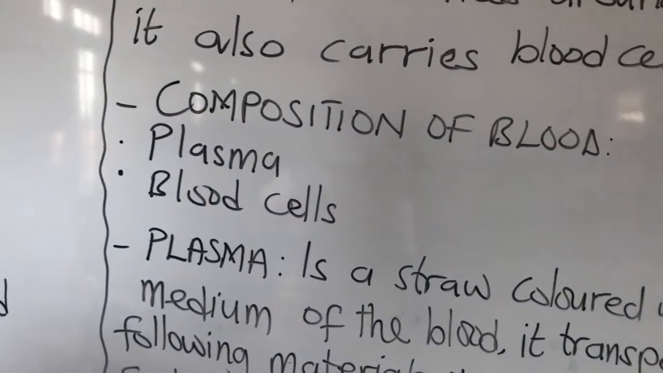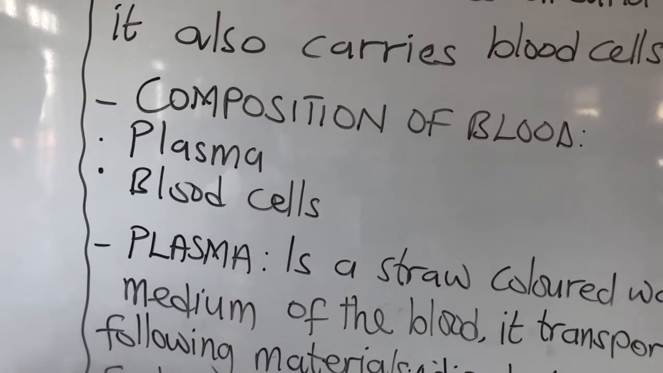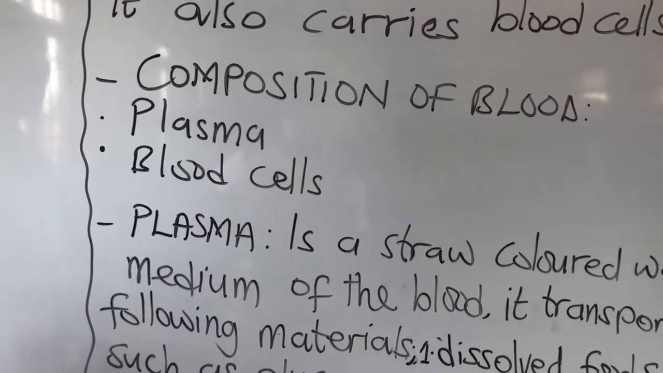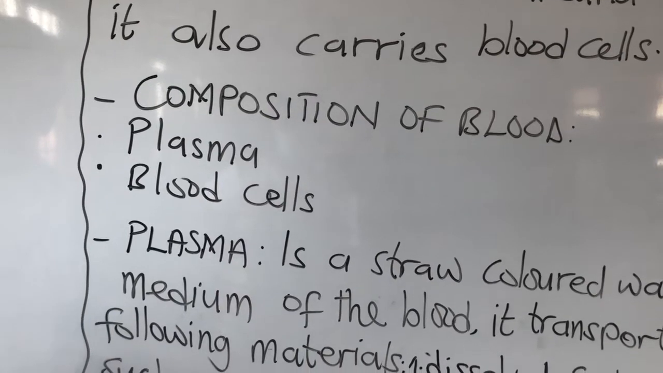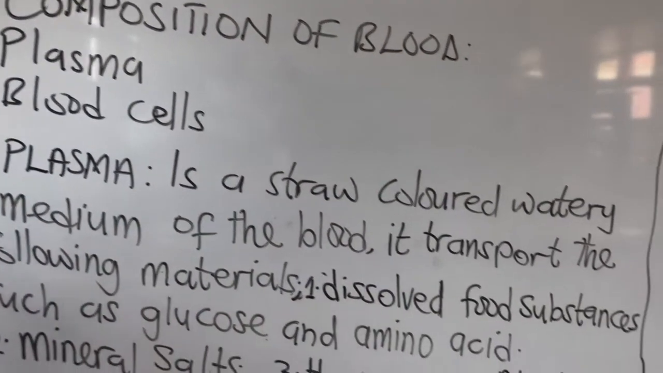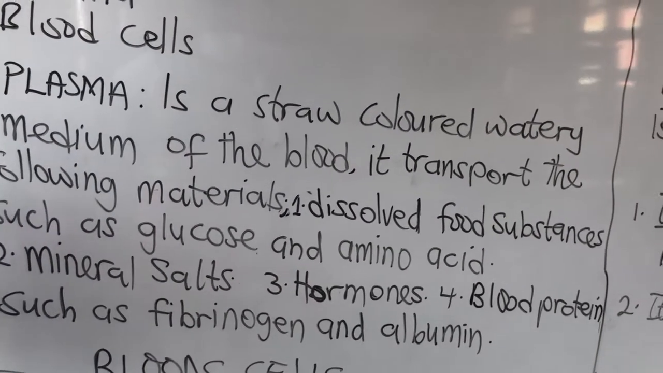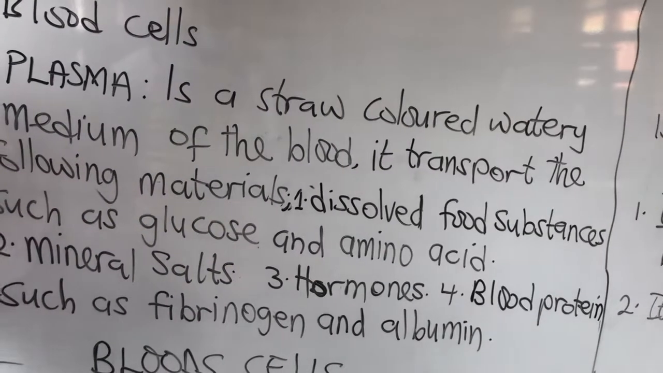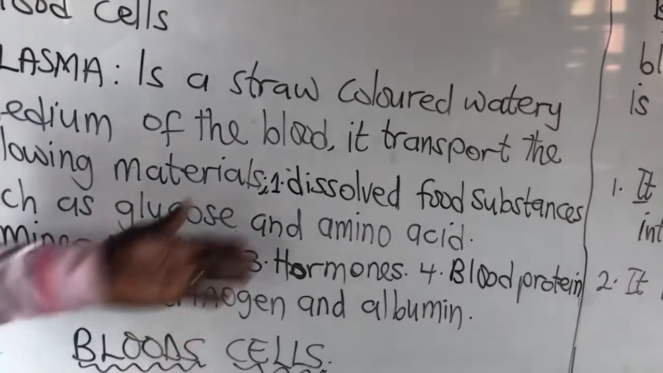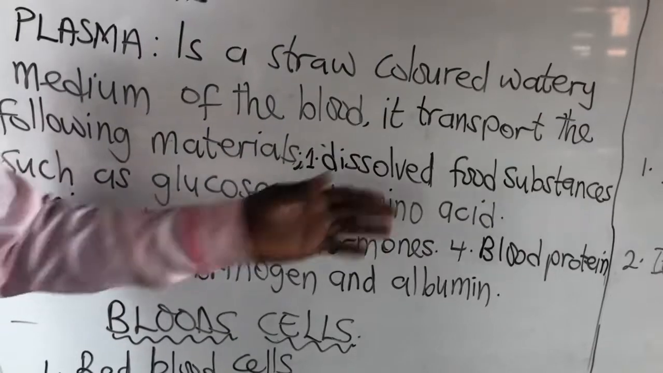When you say plasma, please, I'm not referring to the plasma in the home, or maybe the television that you watch in the house. I'm talking about the straw-colored watery medium of the blood. And this transports the following materials: dissolved food substances such as glucose and amino acid.